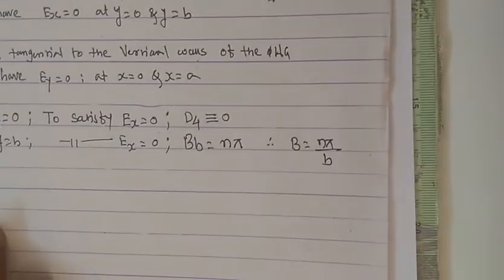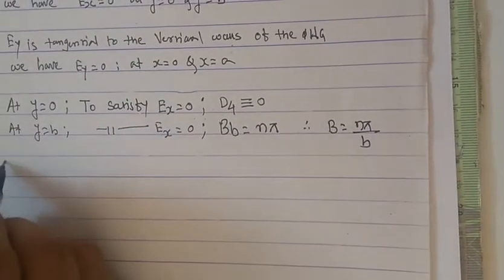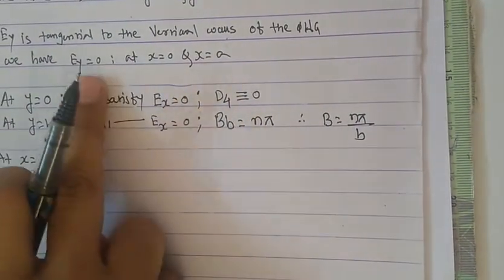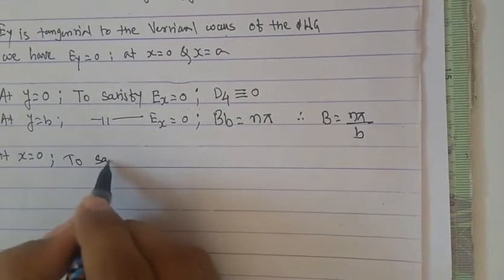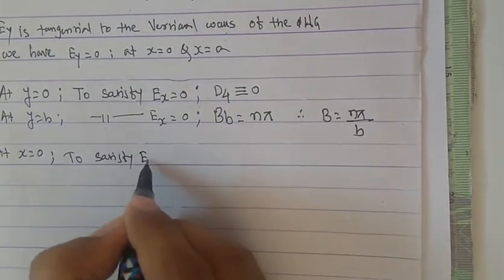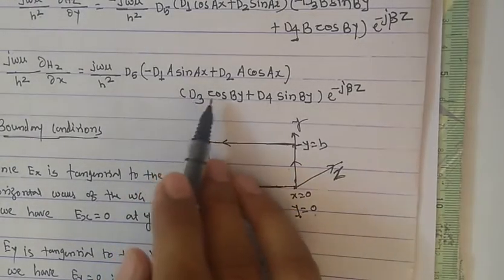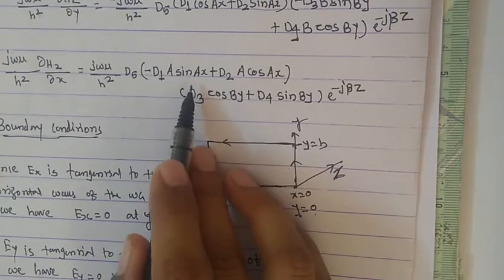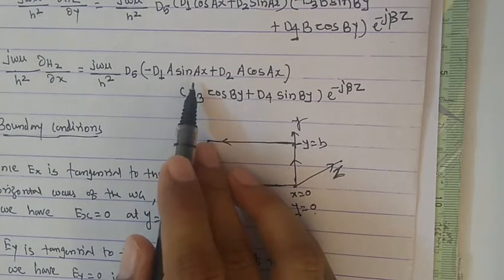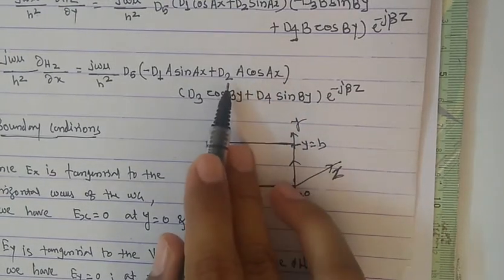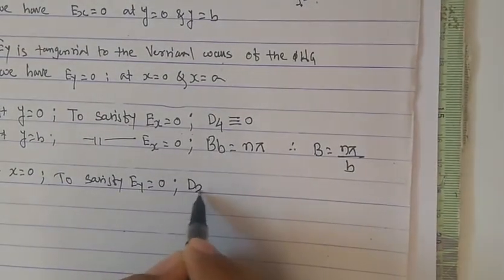Now second boundary condition. At x equal to 0, Ey to satisfy Ey equal to 0. Look at this Ey equation. At x equal to 0, to satisfy this, sine 0 will be 0. Cos 0 will be 1. So this d2 must be 0.